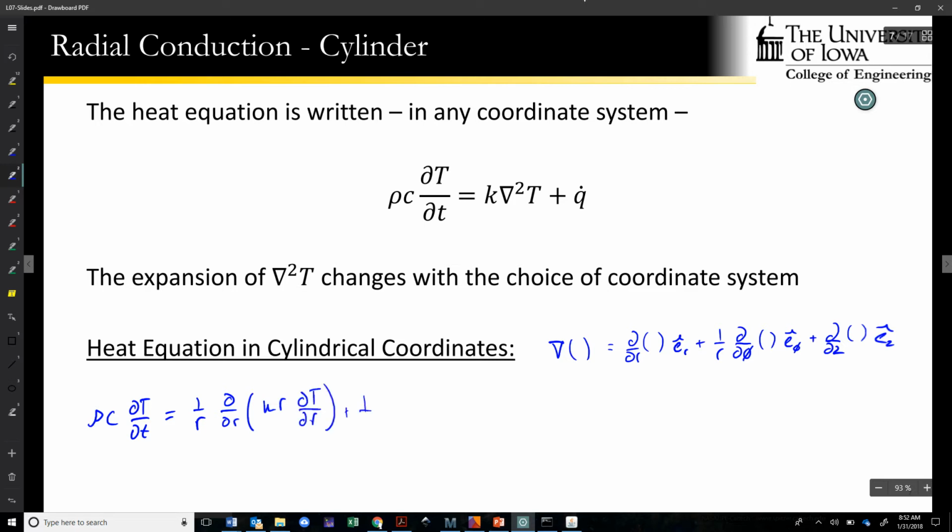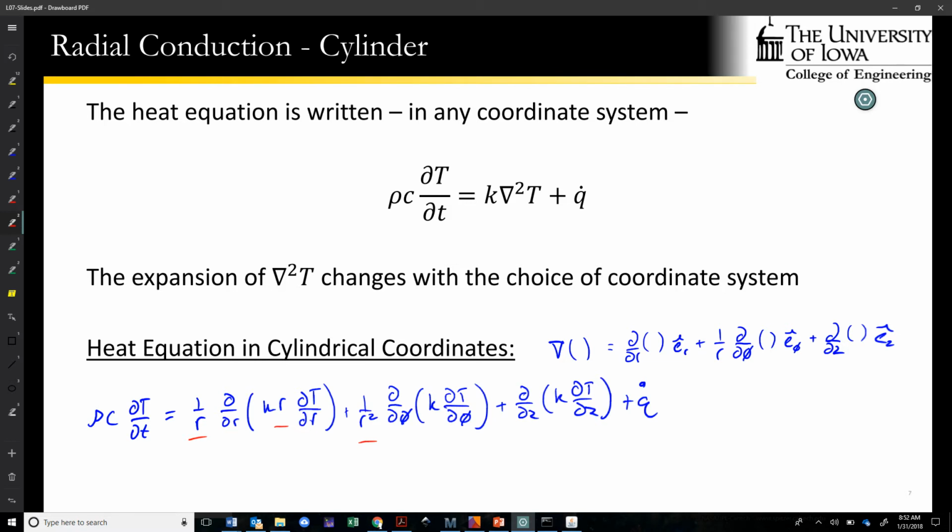plus 1 over r squared k dT. Okay, so we've got some changes present in the fact that we've got some 1 over r's and some r's scattered in here.